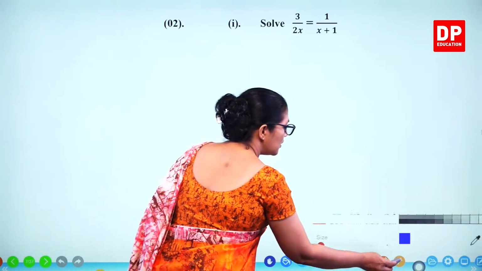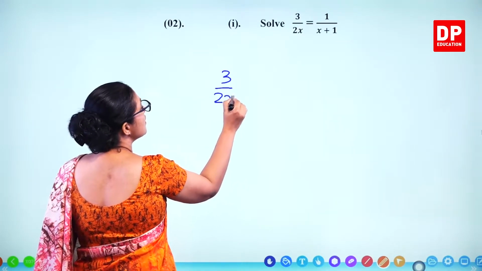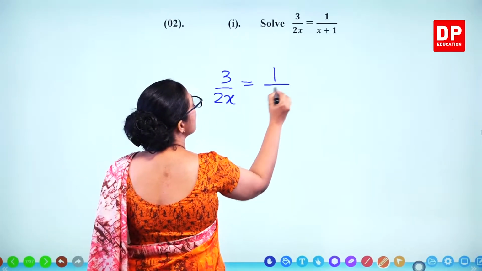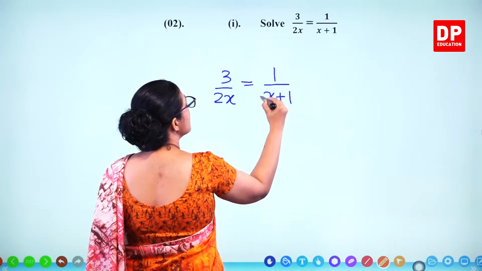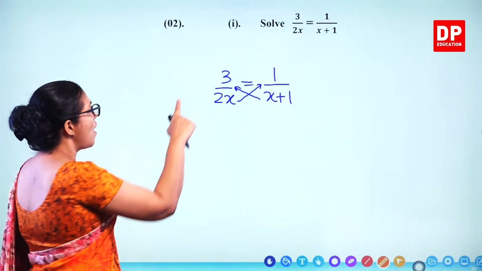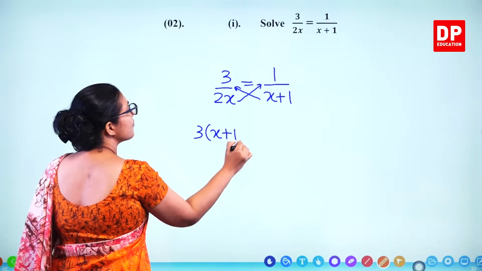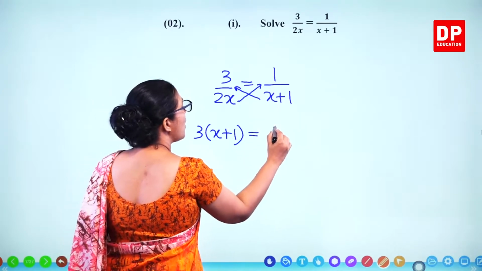Solve. So how do you solve this equation? You can cross multiply first. So you multiply like this. We call it cross multiplication: 3 multiplied by x plus 1, and 2x with 1.